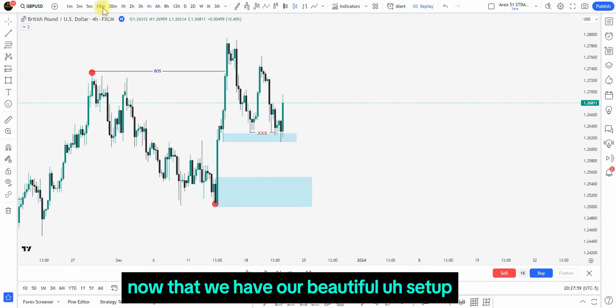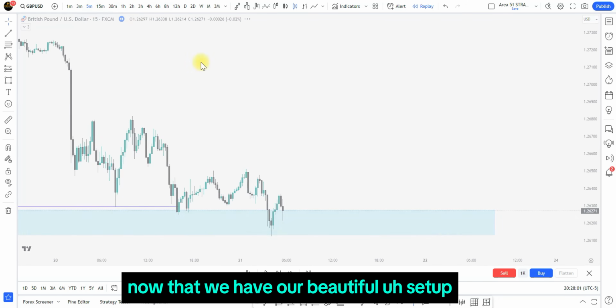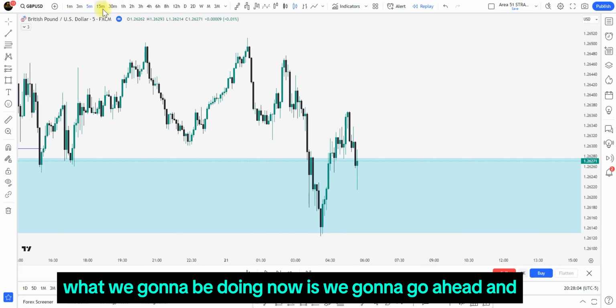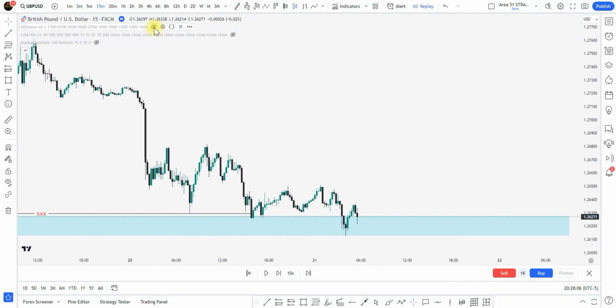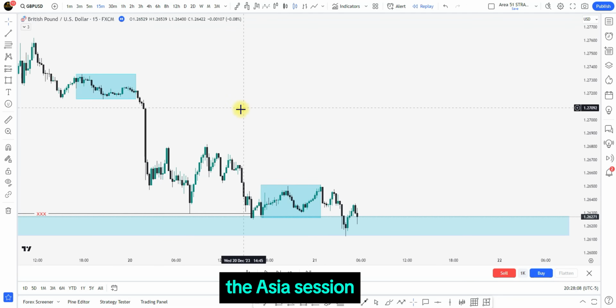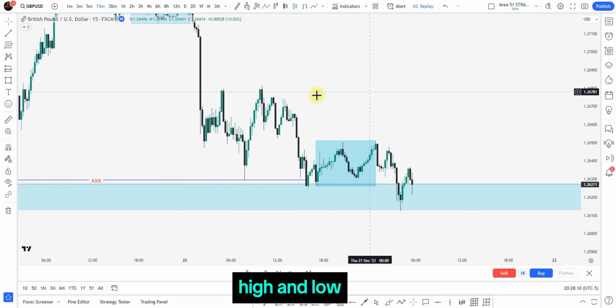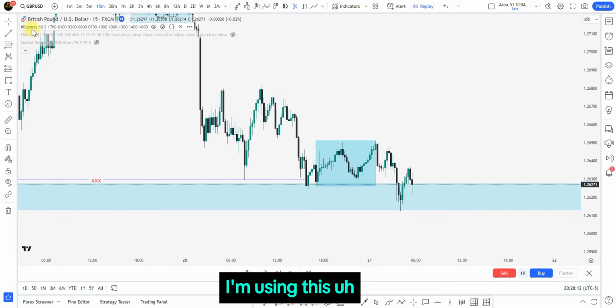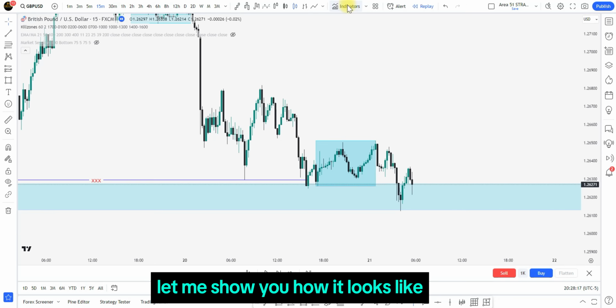Now that we have our beautiful setup, what we're going to be doing now is we're going to go ahead and use the session. We're going to turn on the Asia session high and low. I'm using this indicator called kill zones. Okay, let me show you how it looks like.